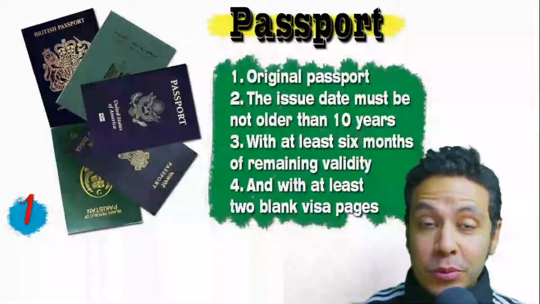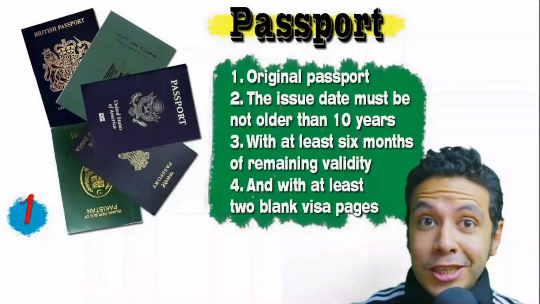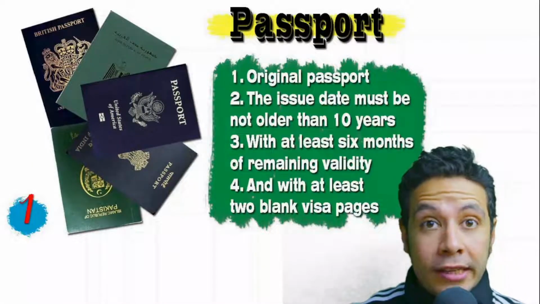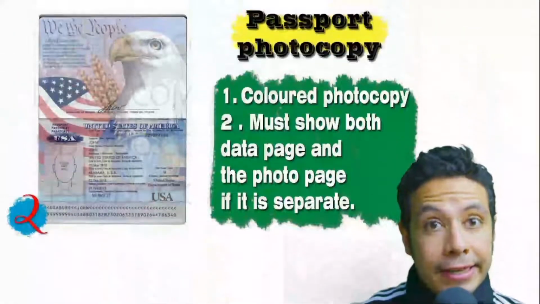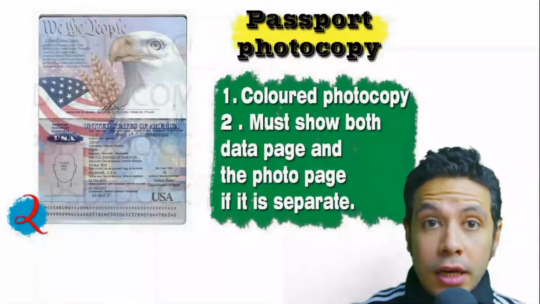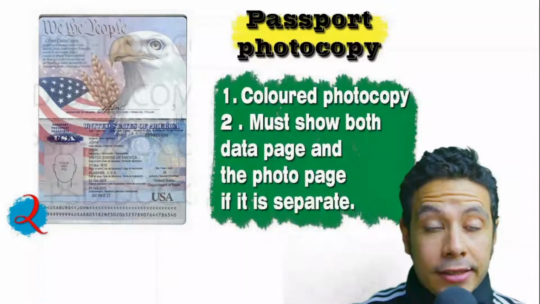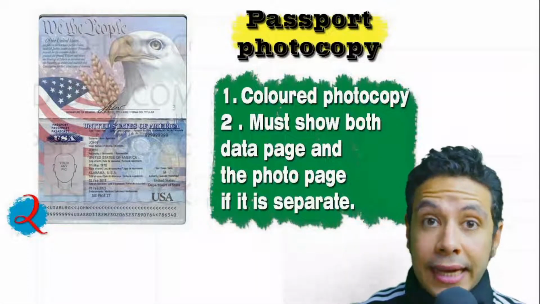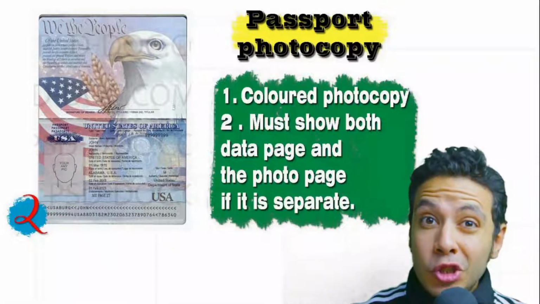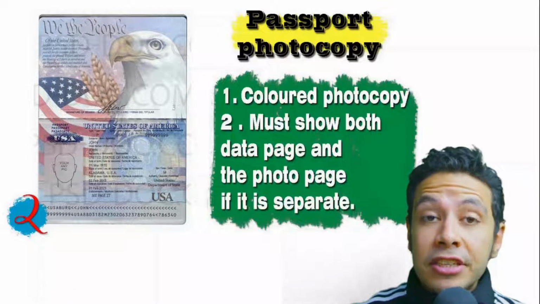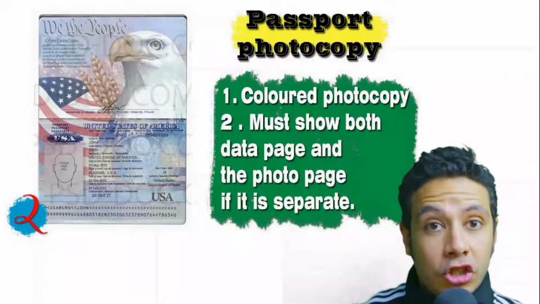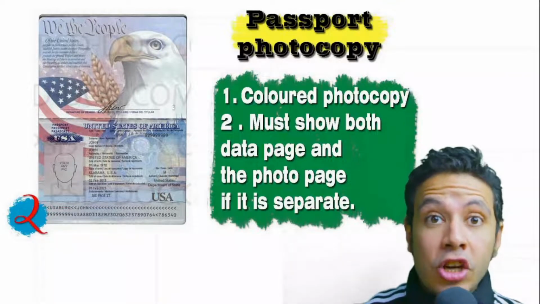Speaking about your passport, it must be original and must not be older than 10 years, with at least 6 months of remaining validity, and with at least 2 blank visa pages for the stamps. In many cases you will also need a passport photocopy. It might be 1 copy or more than one, and it's preferred to be colored, with both the data page and the photo page shown if separated. In some cases you might be required to photocopy every single page of your passport, but in general only the data page and the photo page are needed.